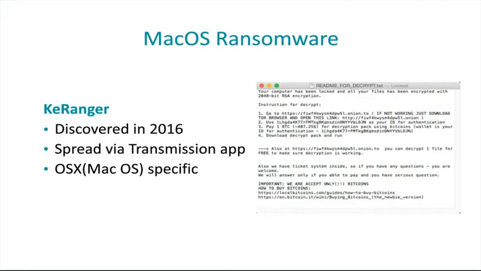KeRanger, the macOS, or previously called OS X ransomware, was unique due to the ransomware actually being embedded into a version of Transmission. For those who do not know, Transmission is a widely used BitTorrent client on OS X. Version 2.9 of Transmission had the KeRanger ransomware built in. So Transmission, once they found out, quickly prompted all users to remove version 2.9 and install 2.91.